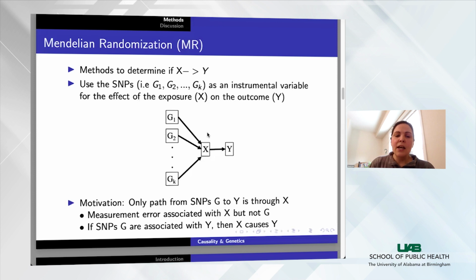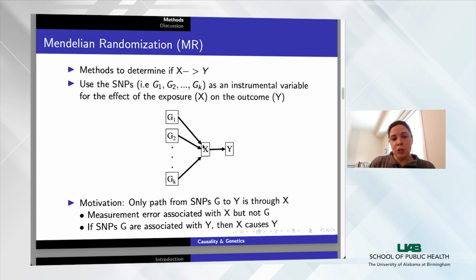and 80s. Originally, they were thinking that you might have an exposure such as smoking, and smoking has a lot of measurement error with it. But there's a bunch of SNPs associated with smoking. So maybe instead of using smoking by itself, you can use the SNPs, which you don't necessarily have the same level of measurement error, in order to tell you something about smoking.